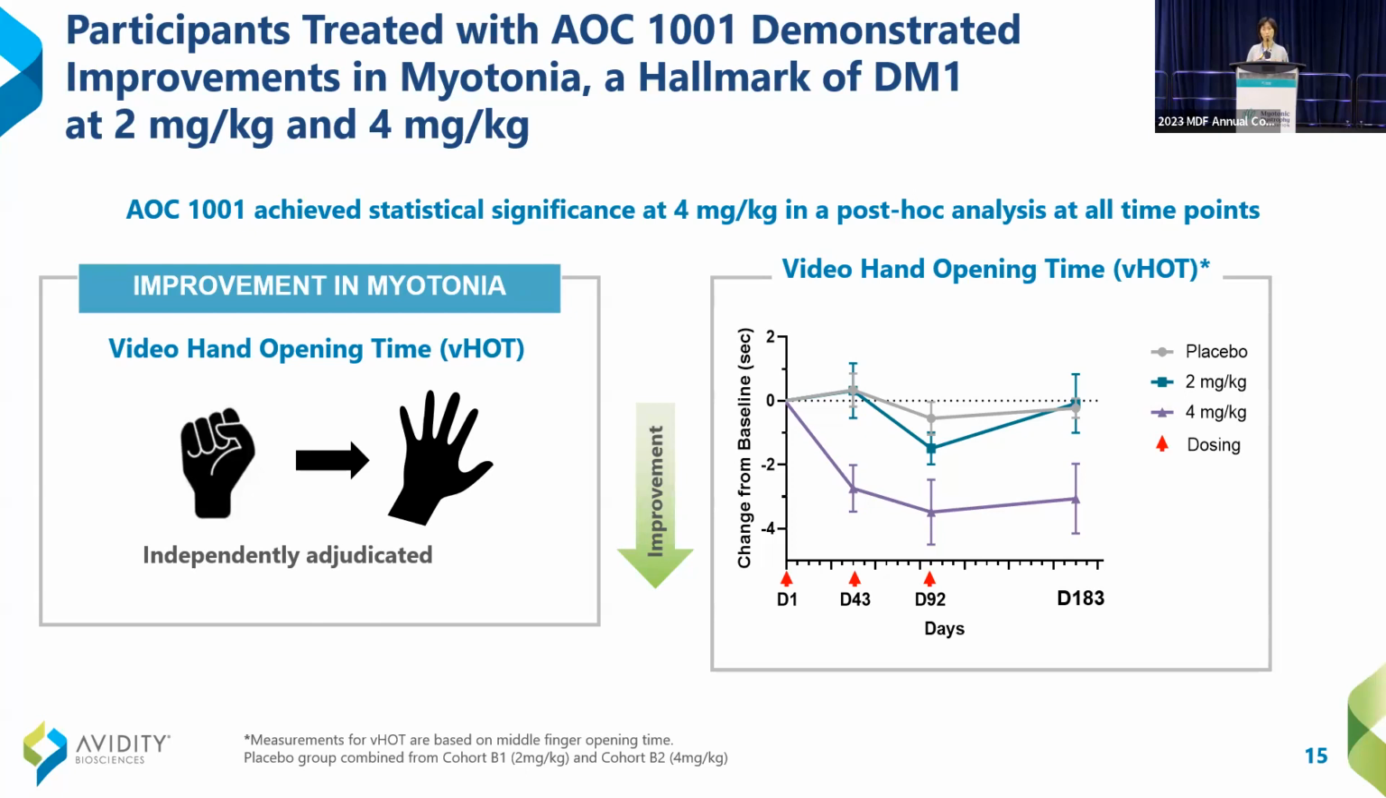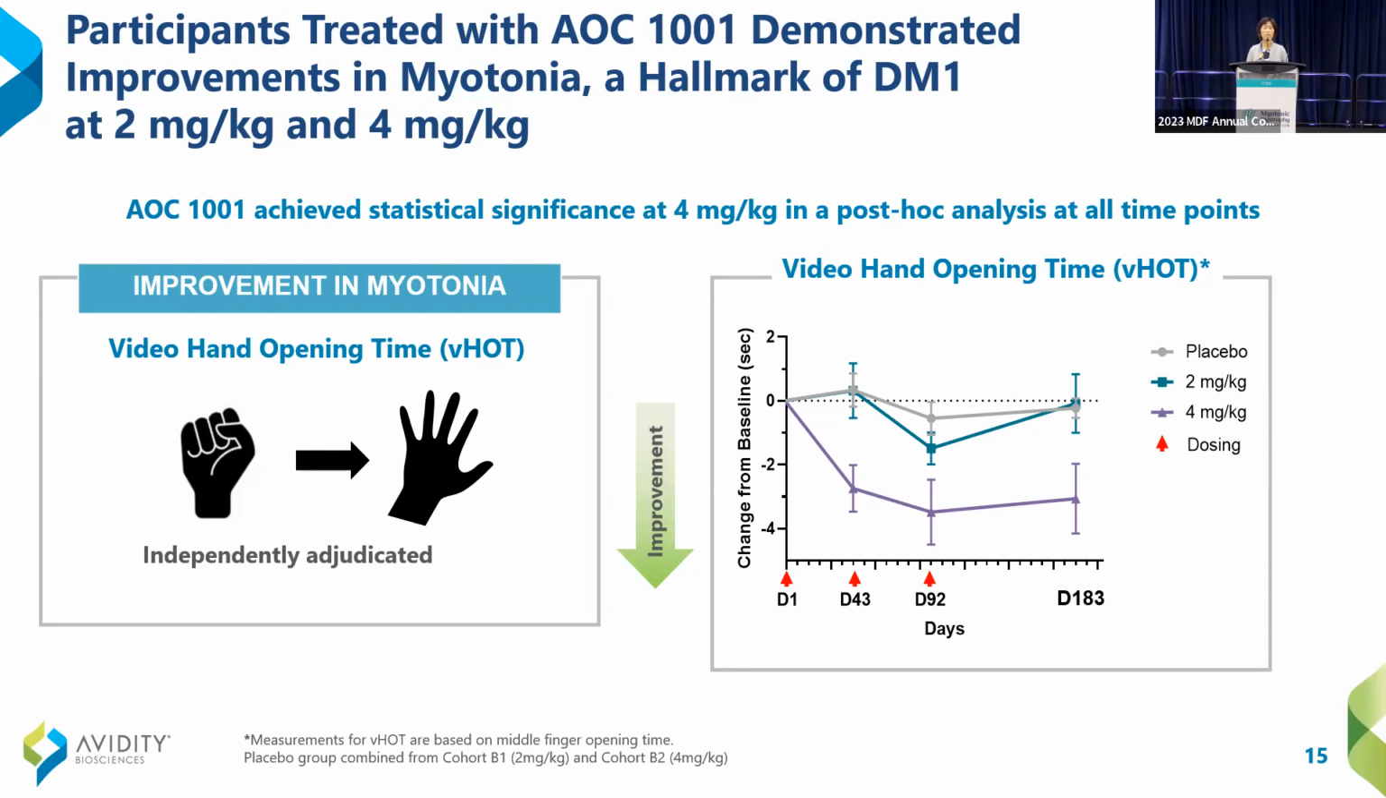Let me walk through the format of the graph, because you'll see it in the subsequent slides. The x-axis shows the study day in the trial. Day 183 would be 6 months in the trial. The 3 red arrows indicate the dosing dates, and they're basically 6 weeks apart in the first 3 months. Then there's a 3-month follow-up before the end of the trial. The teal line shows the average summary result of the 2 milligram per kilogram cohort. The gray line is for the placebo, and the purple line is for 4 milligram per kilogram.